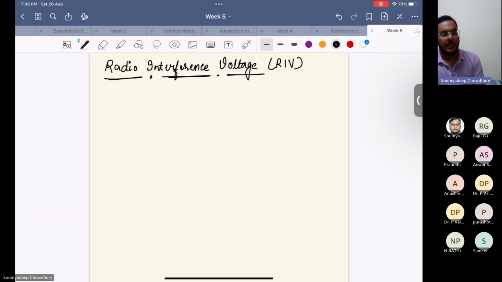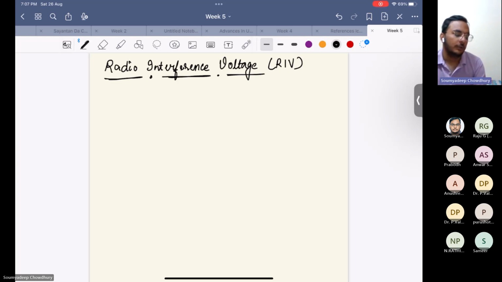So, any idea what is RIV? Anything you have gone through in the course, right? How does it come? How is it generated? Any idea? So that the communication signals. So it is basically an interference signal, right? It is the phenomenon of interference of these power signals with the communication signal.